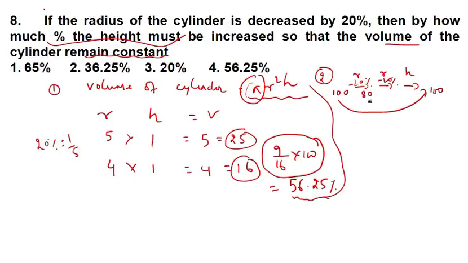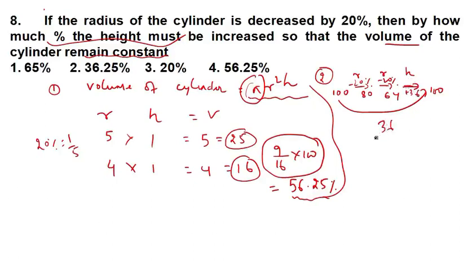Again, if you decrease 80 by 20%, you get 64. Now look guys, here you will not know the height percentage. It is asking by how much percent you have to increase the height. So clearly, if you want to get 100, you have to increase 64. You have to plus 36. You have to plus 36 to get 100.